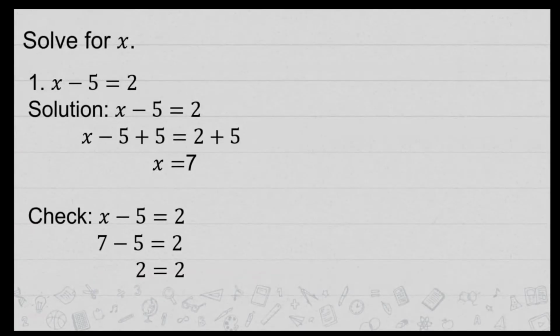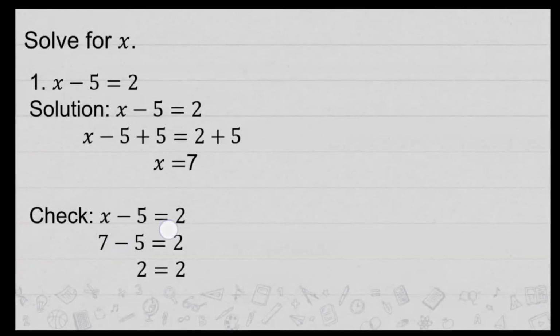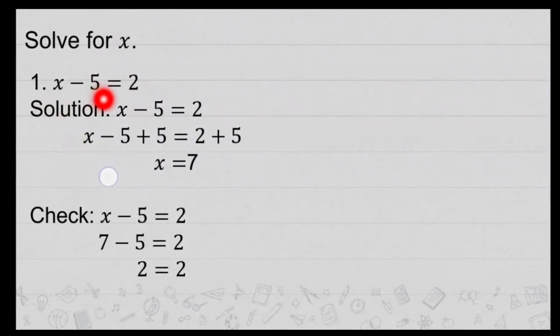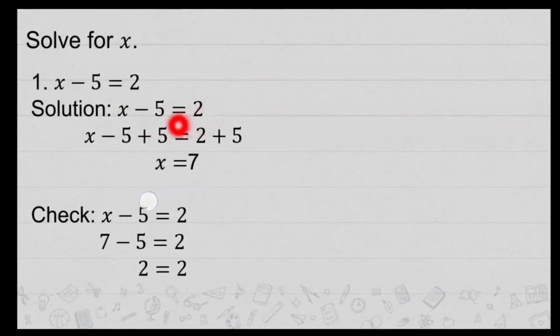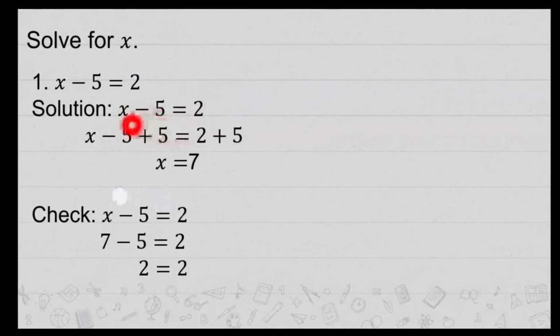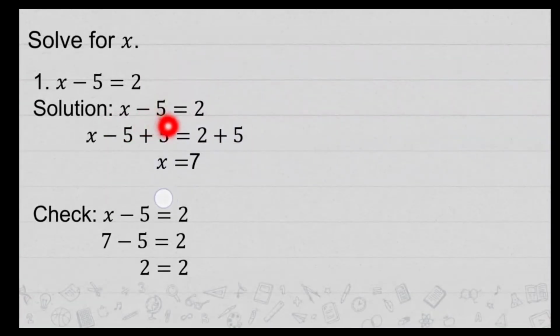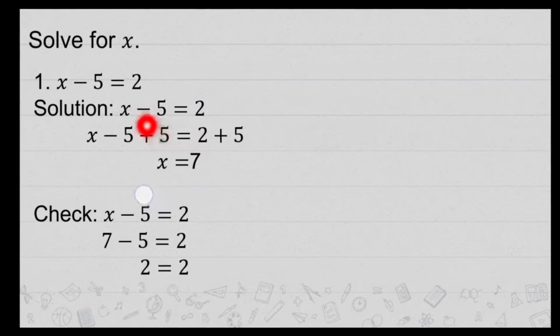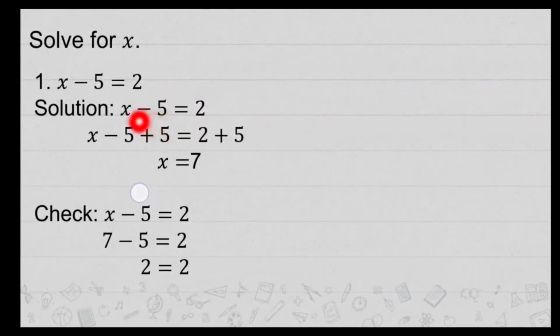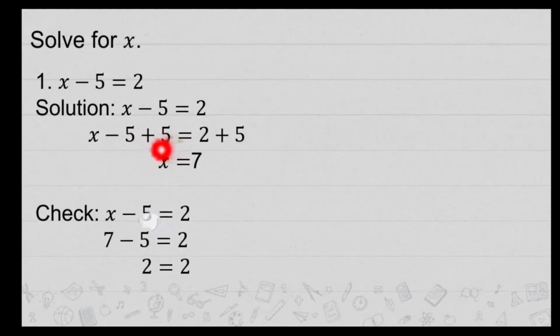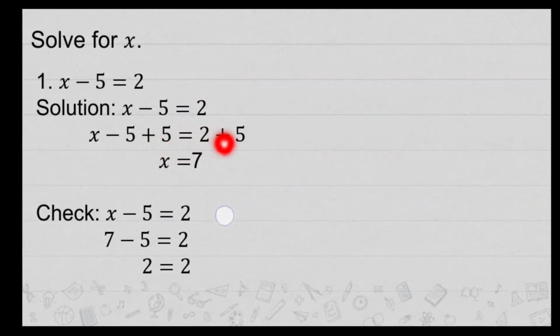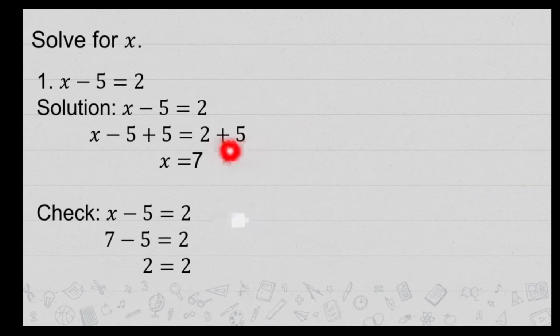Now, let's solve for x. Another example. Suppose we have x minus 5 is equal to 2. Let's isolate x here on the left side. To eliminate this constant, we have to add its opposite. The opposite of negative 5 is positive 5. So we will add positive 5 here. Therefore, let's also add positive 5 on the other side.